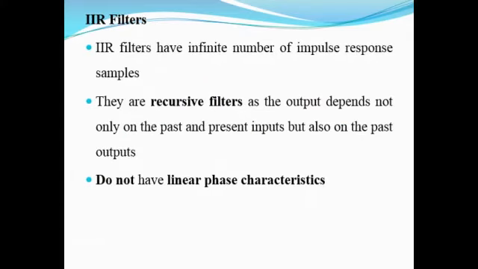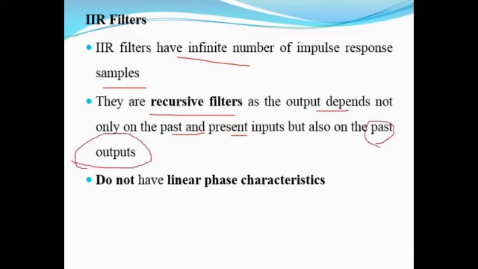Then we have IIR filters. IIR filters have an infinite number of impulse response samples, whereas in FIR it is a finite response. They are recursive filters. It means that the output depends not only on the past and present inputs, but also on the past outputs. So here we also consider the previous outputs, which affect the filter. They do not have linear phase characteristics, whereas FIR filters have linear phase characteristics.